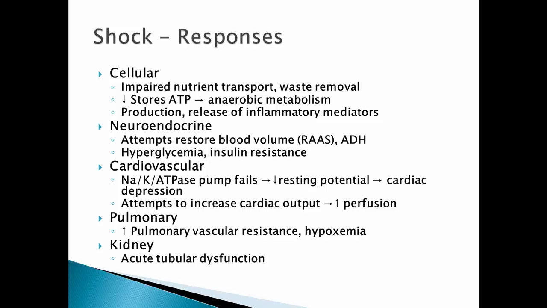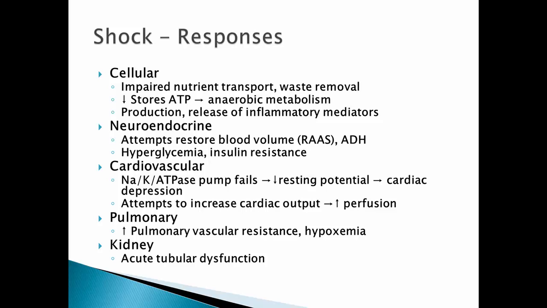In the pulmonary system, we tend to see an increase in the pulmonary vascular resistance, as well as hypoxemia. And in the kidneys, we are likely to see acute tubular dysfunction because of the poor perfusion, as well as increased arterial resistance.